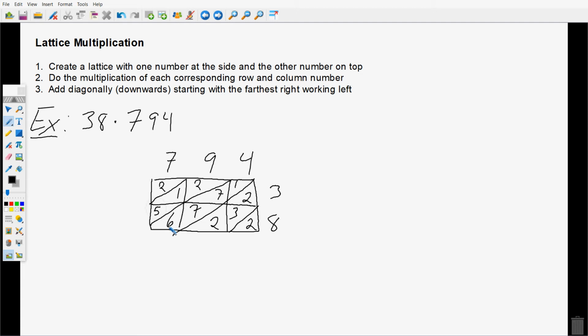Now it says I am to add diagonally and downwards, starting with the farthest right, working my way left. Now what that means is I'm going to start off with the farthest bottom right I have, which is just 2. Well, that's just going to give me the number 2. I have nothing to add it with.